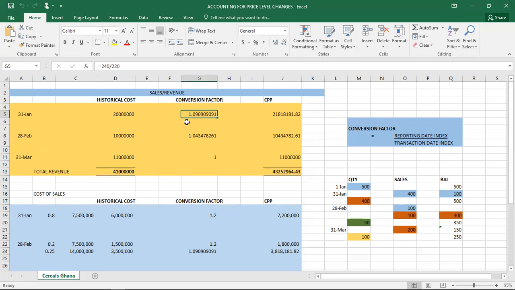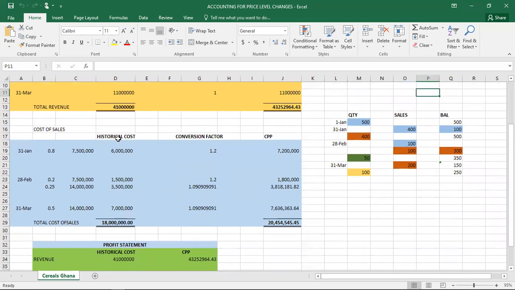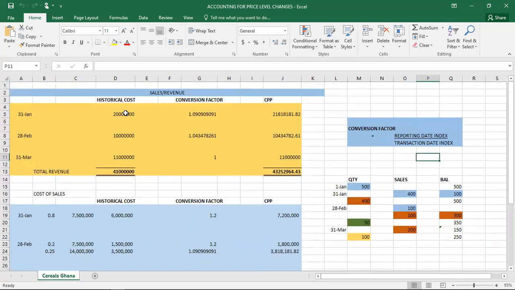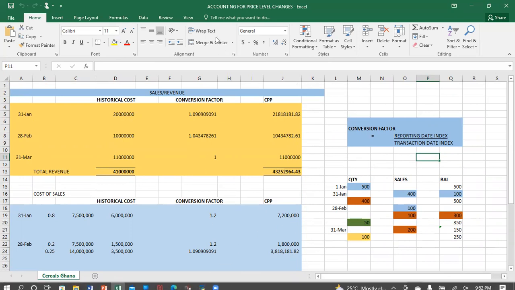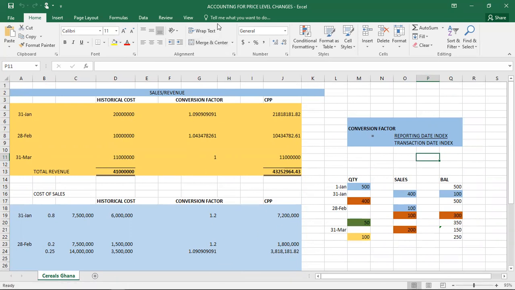Then we already know the CPP factor here: 240 over 220, this one 240 over 230, to get the CPP values over here. So basically, we know that this conversion factor is equal to what? The reporting date index over the transaction date index. Then you come and look for your cost of sales. So how much did it cost me to sell the items here for 200,000?